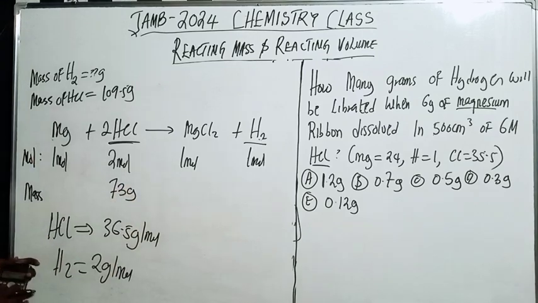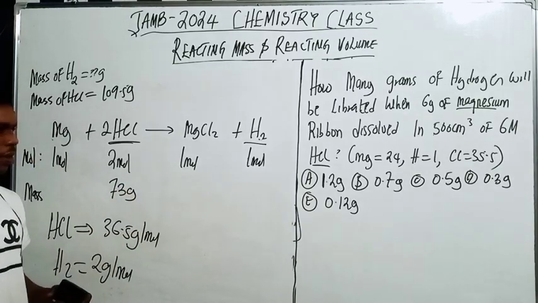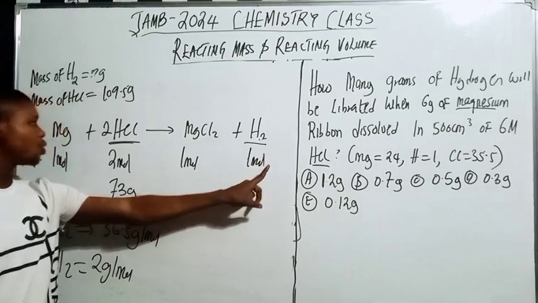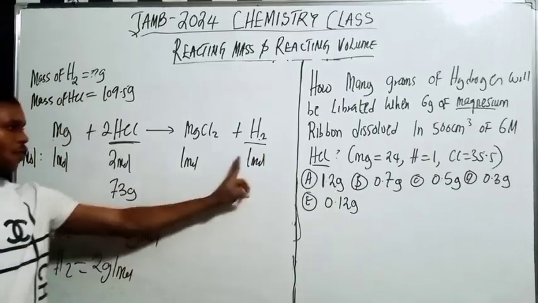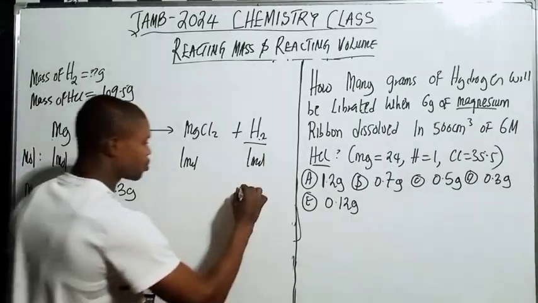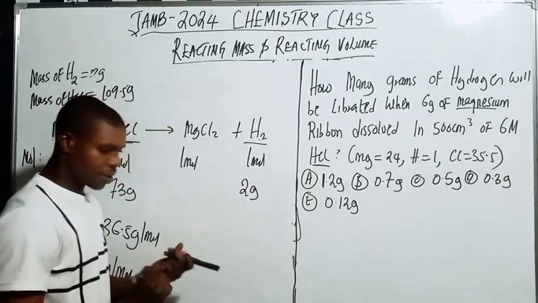73 gram. Do you understand? 73 what? Gram. So how many more do you have here? Here we have one. 1 times 2, so here we have what? 2 what? Gram. Do you see that?